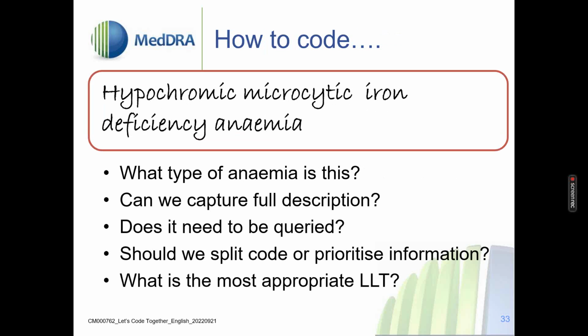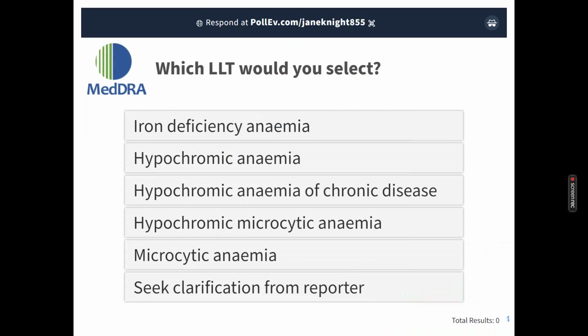So the next example is hypochromic microcytic iron deficiency anemia. Now, what type of anemia is this? It seems to have given us a lot of information: hypochromic, microcytic, iron deficiency. Can we capture all of these? Do we need to capture all of these? Are they consistent with one another, or does it need to be queried? Should we split code? Are these elements or information about the condition that we need to capture all of them? And what would be the most appropriate LLT? Those are the questions that would be going through my mind when I first look at this term.